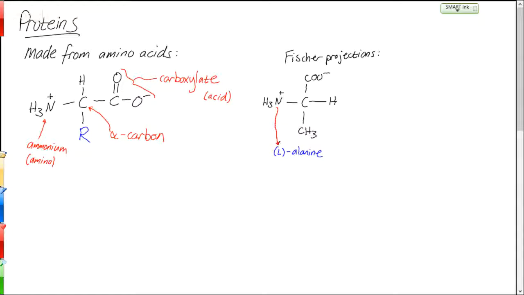The amino part being on the left makes this an L amino acid, L-alanine, just like the OH in the sugar made that an L sugar. So that means that the mirror image of this is not the same. This is D-alanine. So all amino acids isolated from nature are L. Almost all. Well, yeah, we'll say almost all.